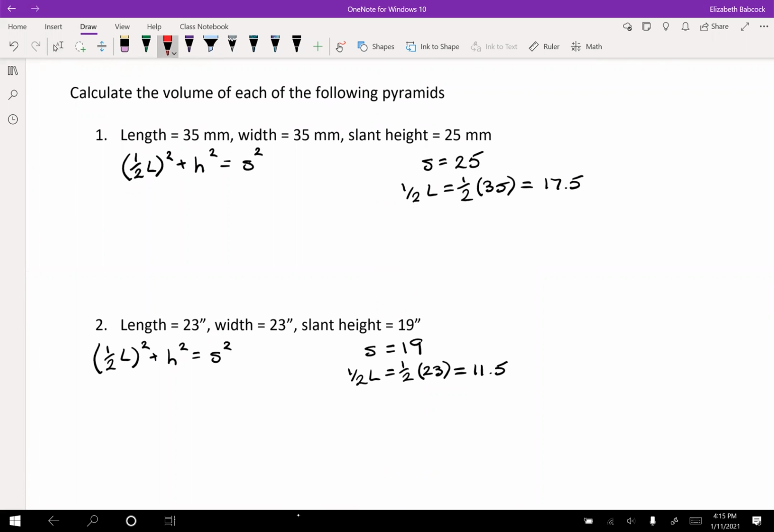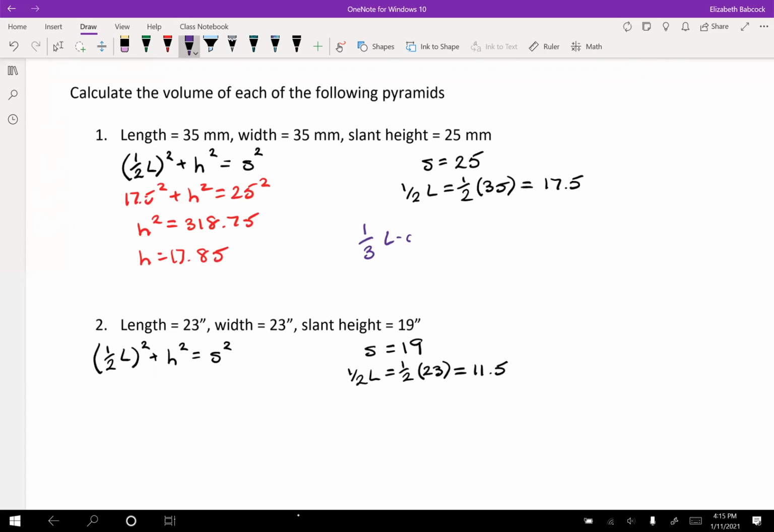So we have 17.5 squared, h squared, 25 squared. So if we isolate our variables, we end up with h squared is equal to 318.75. Therefore, h, when we square root our number, is 17.85. We can take that value and plug it into our formula.